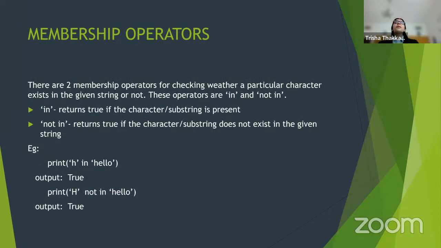Next, we have the membership operators. These are the two operators which are used to check whether a particular character exists in the given string or not. These operators are in and not in. The in operator returns true if the character or substring is present, and if it is not present, it returns false. Whereas the not in operator returns true if the substring does not exist in the given string.